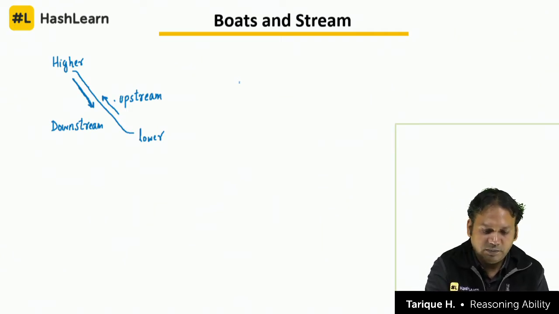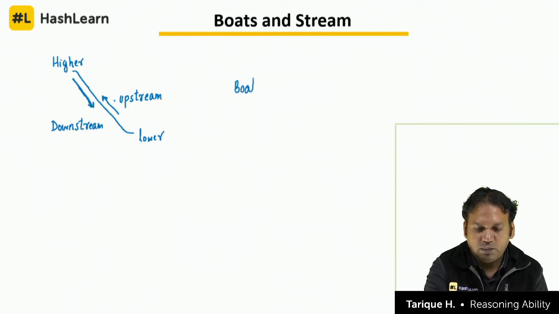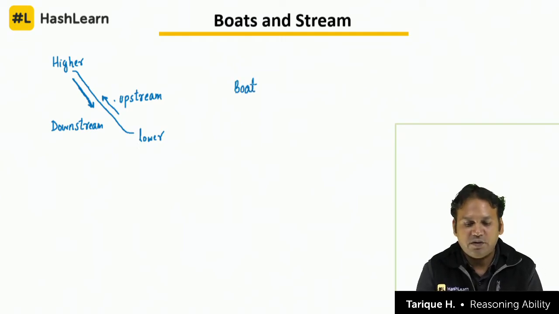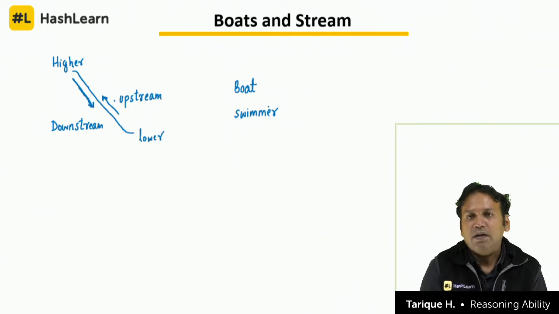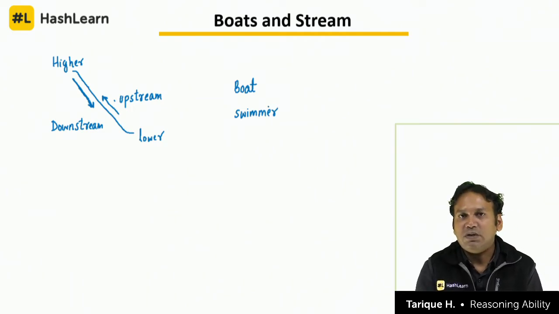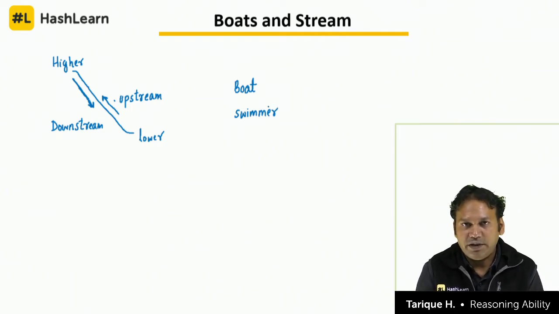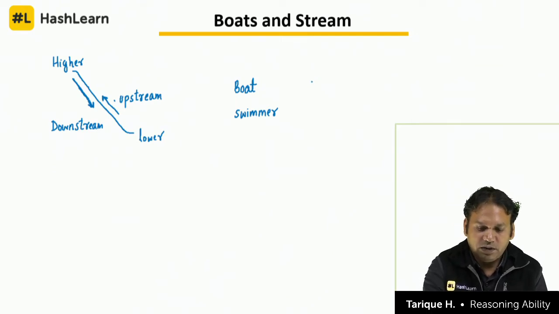We have the concept of a boat or any other object that is moving in the river. It could be a boat, it could be a swimmer. So based on the question, you just observe what word they are using, and accordingly understand and apply the concept. We can use the word stream, we can use the word river.